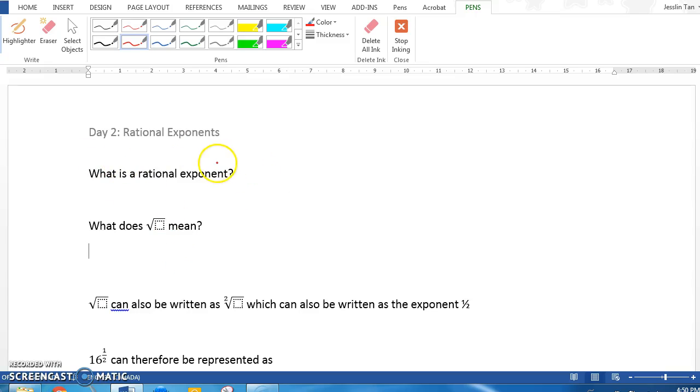So today's lesson is going to be based on rational exponents. So the first question is, what is a rational exponent? A rational exponent is an exponent that is a fraction, right?